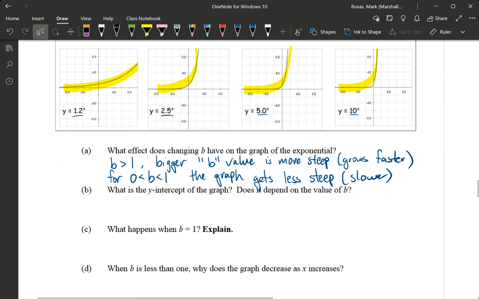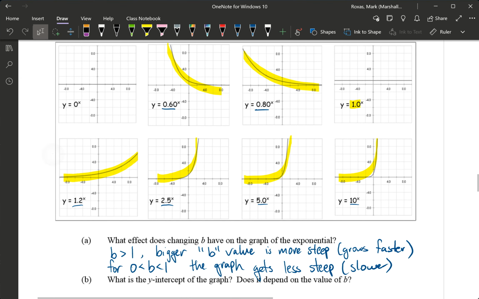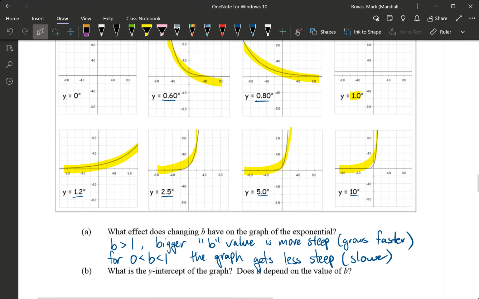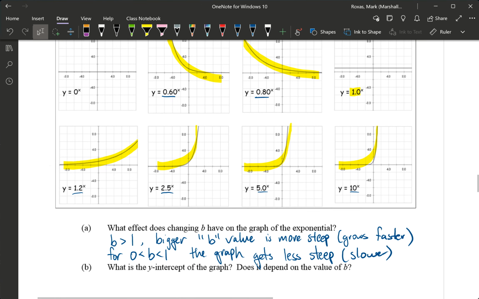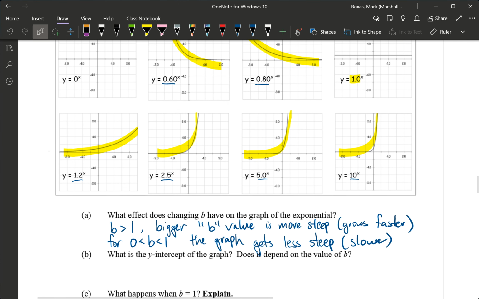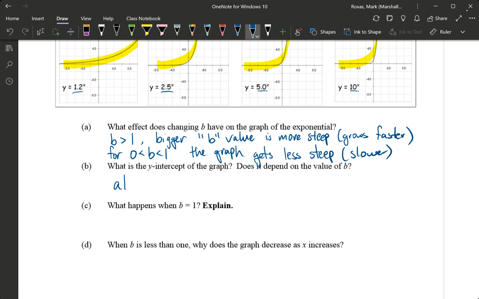Okay, so part B, what is the y-intercept of the graph? Does it depend on the value b? Well, if you notice, what is the meaning of the y-intercept? That's when x is 0, right? And in all cases, anything raised to the power of 0 is going to be 1. All these graphs share a y-intercept of 1. So let's say here always (0, 1).